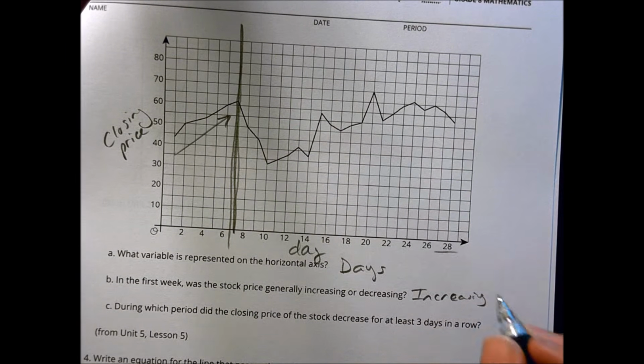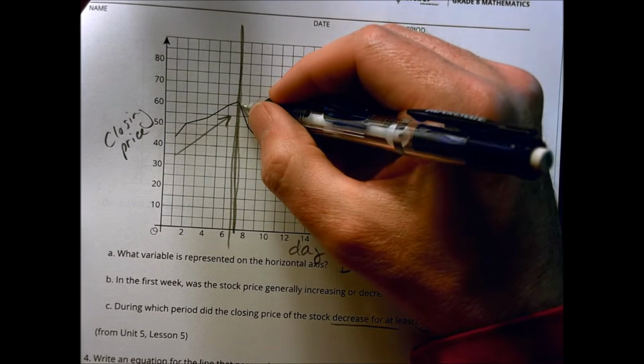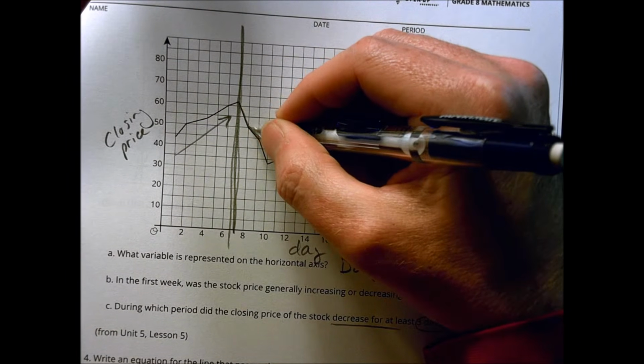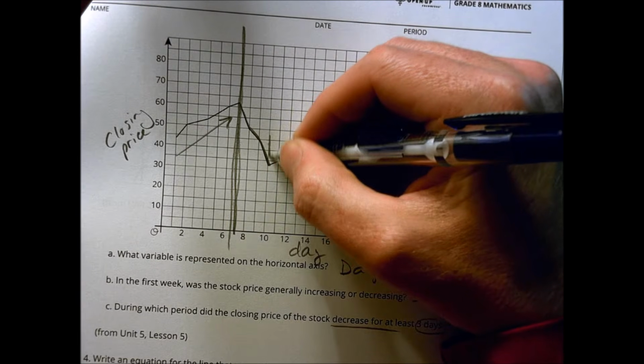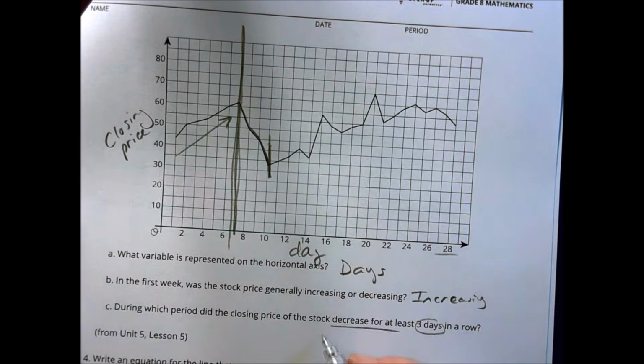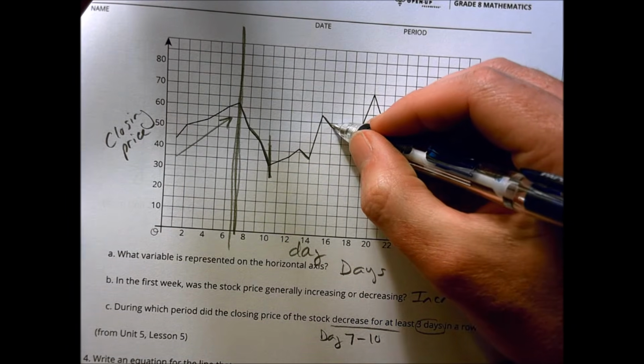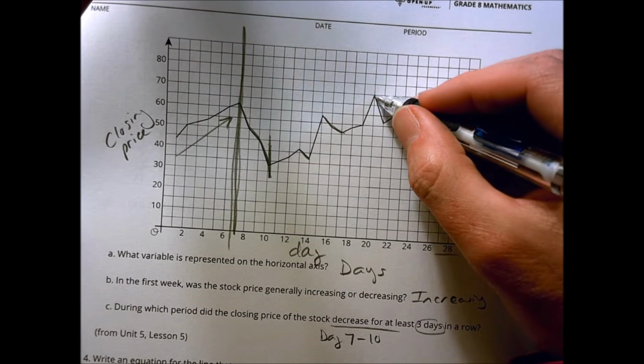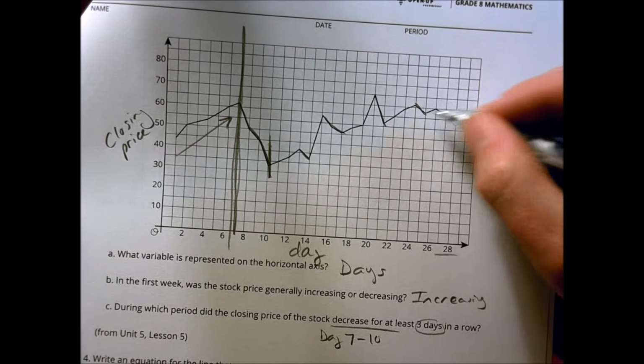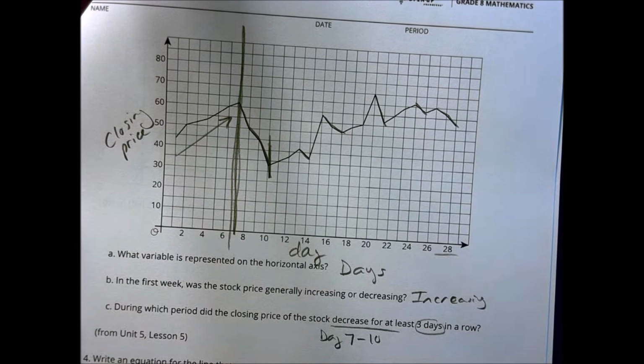During which period did the closing price of stock decrease for at least 3 days in a row? So when did it decrease for 3 days in a row? Looking for 3 negative drops. We have 1, 2, 3. That sure does look like a decrease between day 7 and day 10, right? 3 days there. Do I see any other ones? That's a 1 day drop. We have a 1, 2 day drop. Here's a 1 day drop, a 1 day drop, and a 1, 2 day drop. So we're going to go between days 7 and 10.